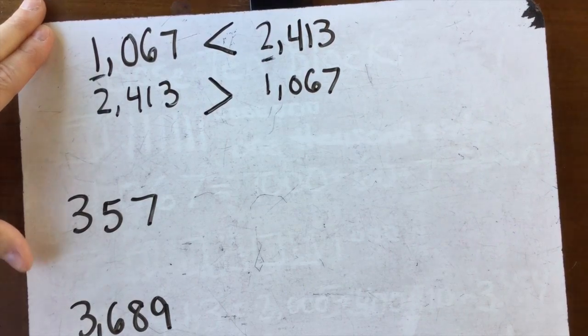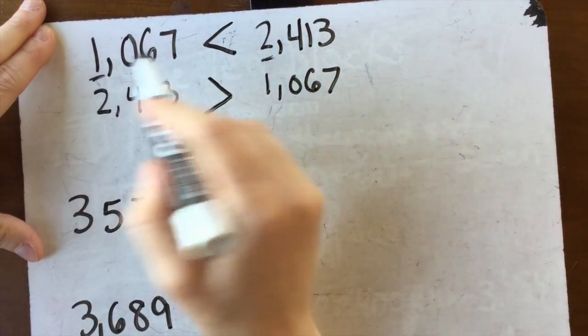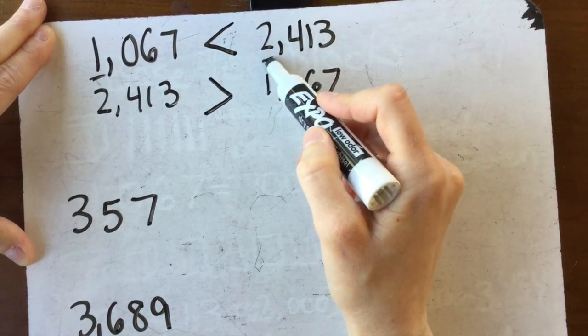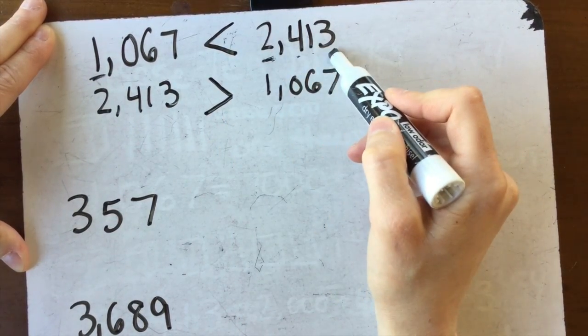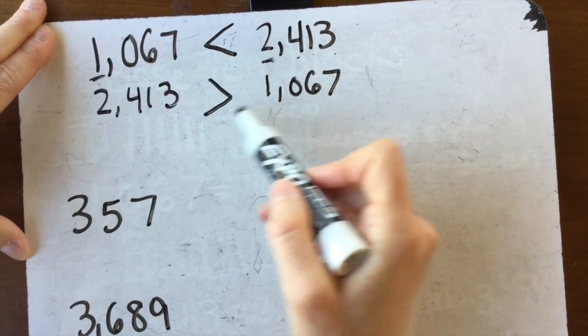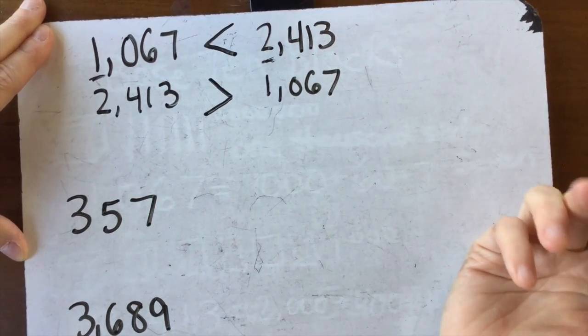Let's read what this would sound like if you read it across. 1,067 is less than 2,413. 2,413 is greater than 1,067.